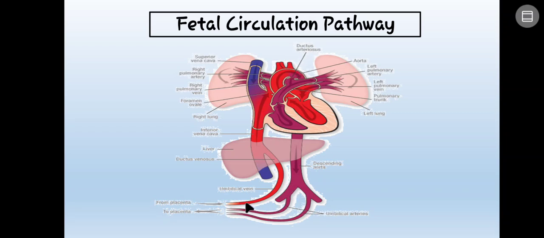Okay, so let me begin again. From the umbilical vein, the oxygenated blood bypasses the liver with the help of the ductus venosus and moves straight into the inferior vena cava.